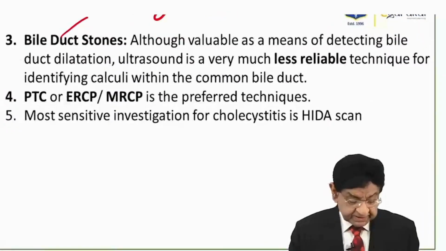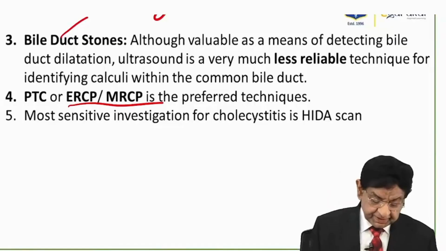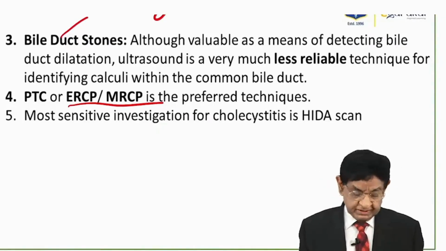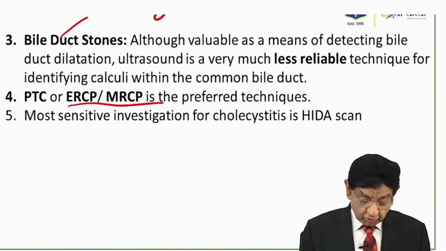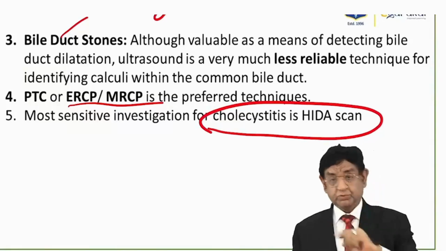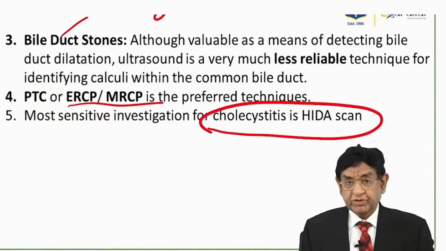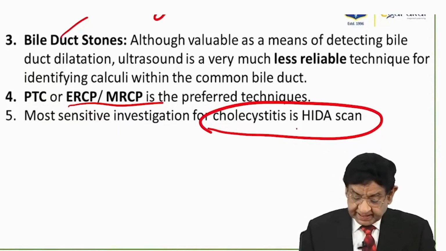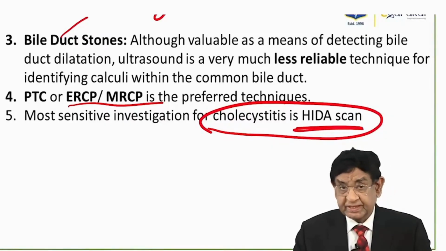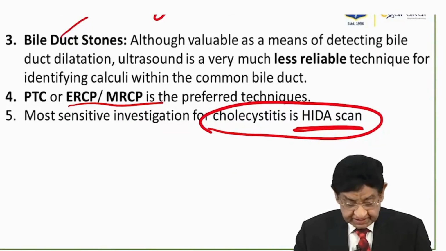Well, in such cases, we can go for ERCP or MRCP to look for the stone. But for cholecystitis, remember, not for the stone, a HIDA scan is a very good, very sensitive test, provided it is only for cholecystitis.